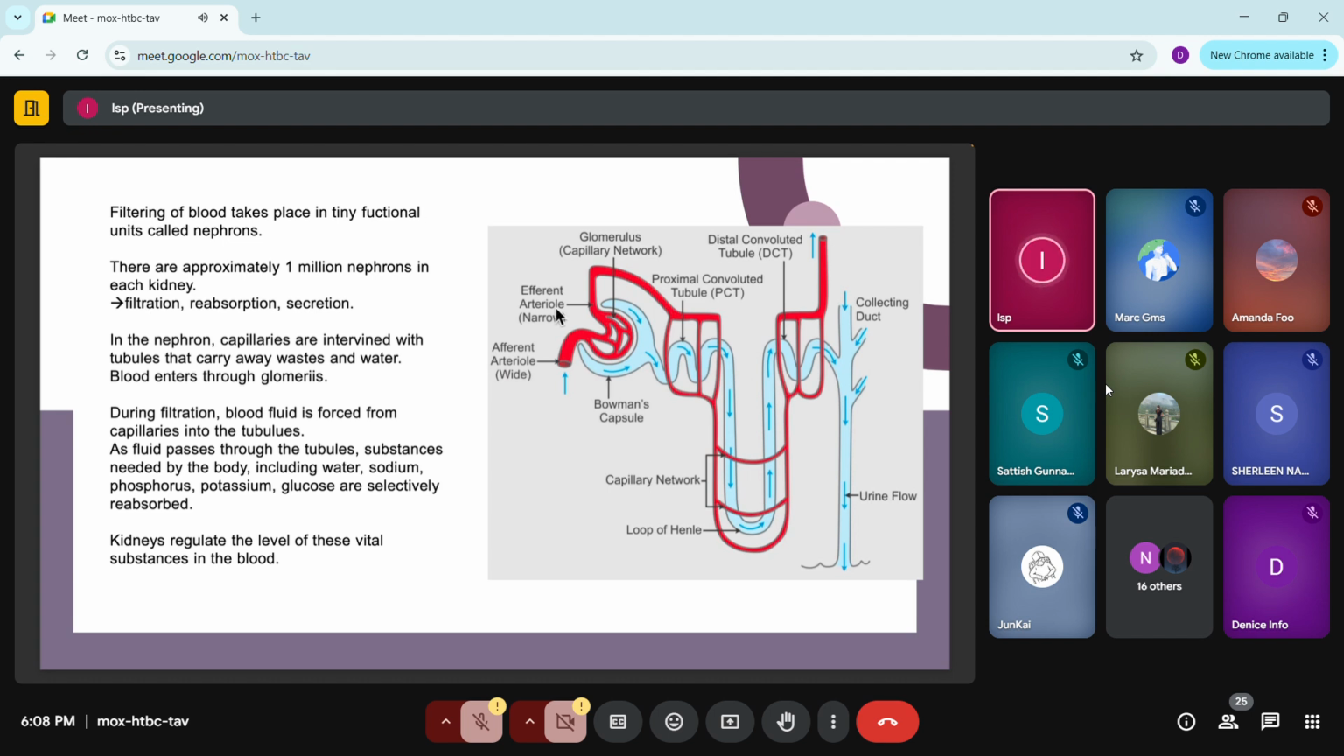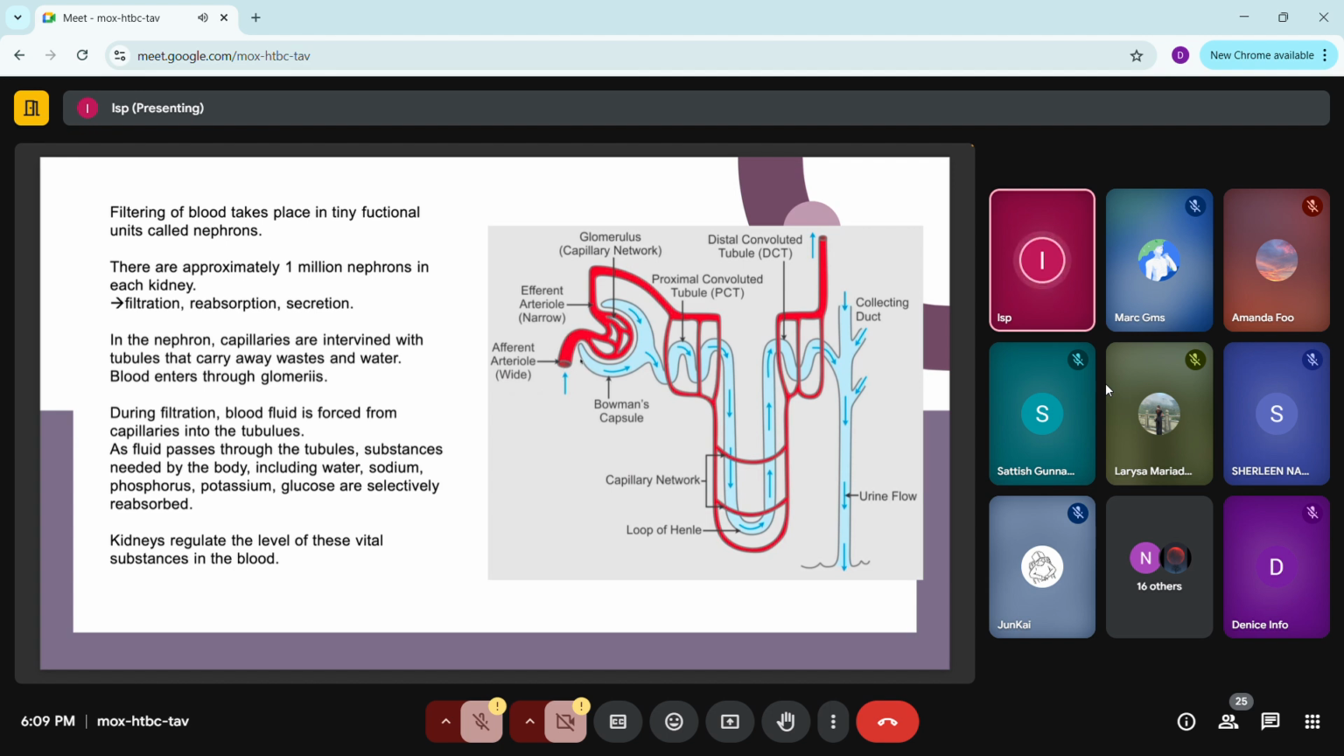And what happens here: filtration takes place here, reabsorption happens here, and secretion also happens in these nephron units. Okay. Like I mentioned just now, in each of these nephron units, the capillaries intervene with these tubules, and the tubules carry away the waste and the water. So during the filtration here, the body fluid is forced through into the tubules here.